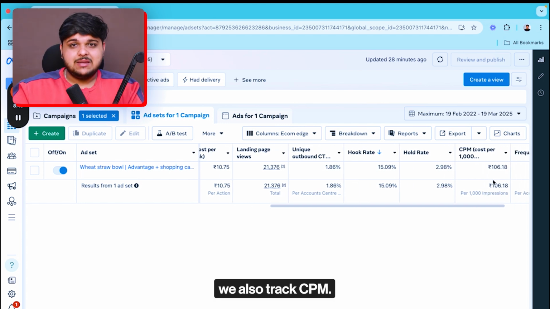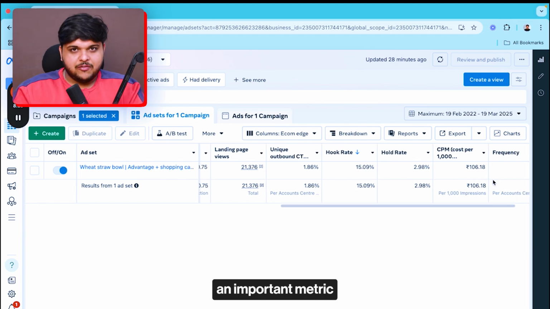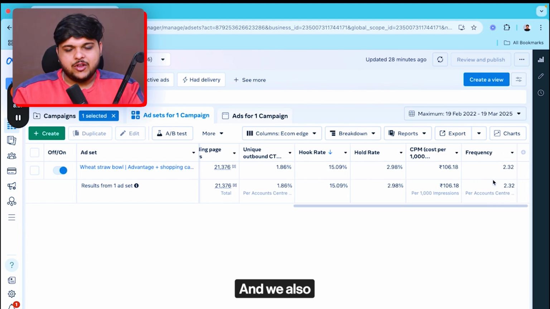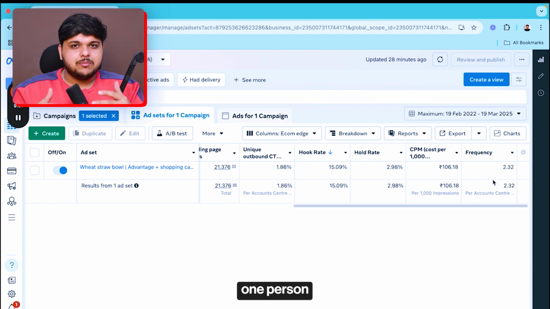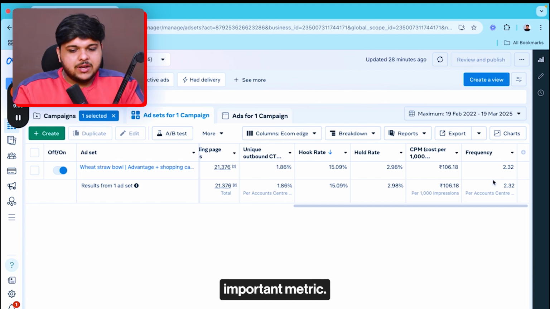Then we also track CPM, basically the amount you are spending to get 1,000 impressions on your ad, right? Not that important a metric, to be honest. And we also track frequency, basically on average how many times one person sees your ad. Let's say on average here, one person sees my ad 2 or 3 times in total. So not that important a metric.